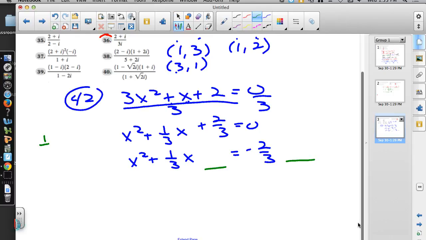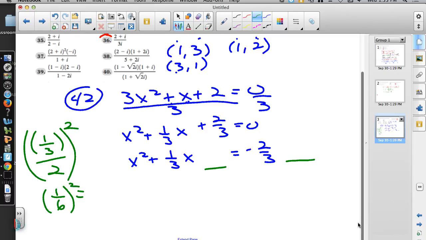And then you just remember b over 2 squared. And remember, when we divide a fraction by 2, what we're really doing is multiplying it by 1/2. So that will really be 1/6 squared, which is 1 over 36. So we need to add 1 over 36 to both sides. And you see that 36 is going to end up being a really nice denominator for us over here.